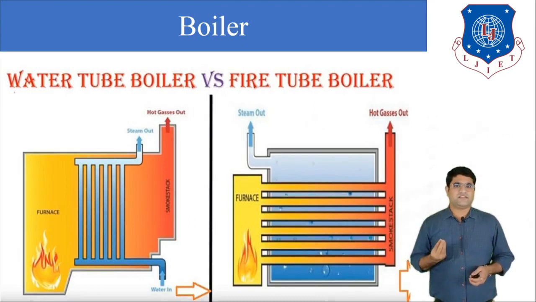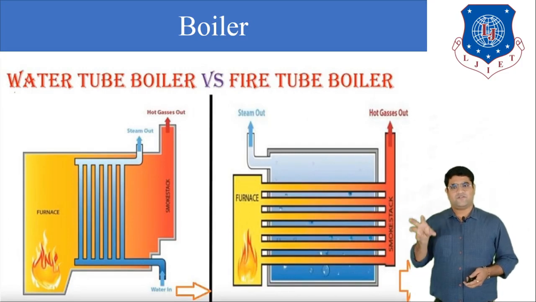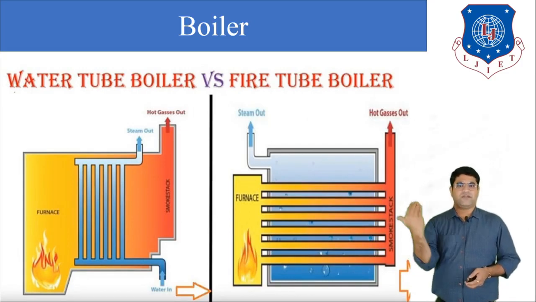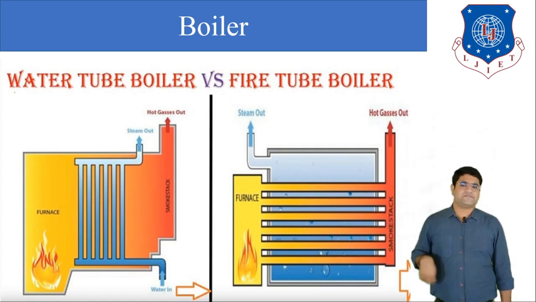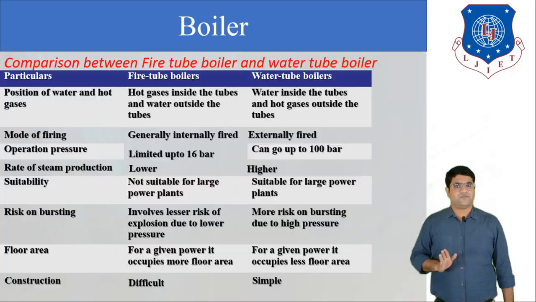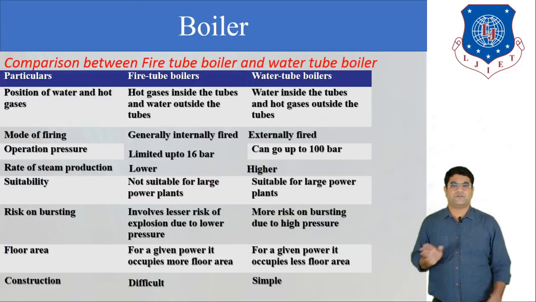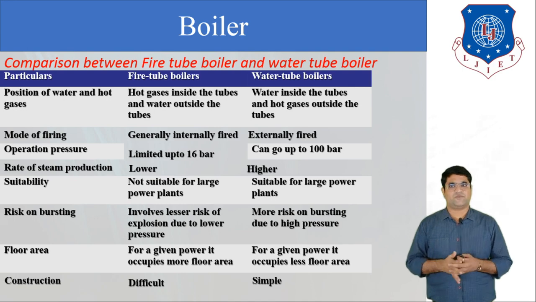Okay, so we can say that in the water tube boiler the water will be inside the tube and the flue gases will be outside the tube. So this is the simple figure, and from this figure we can give the basic difference between the water tube boiler and the fire tube boiler. Okay, so this is the most important question from your examination point of view.